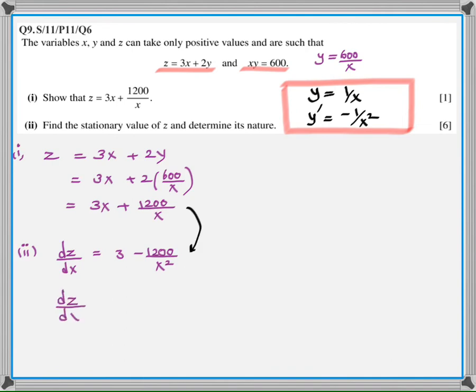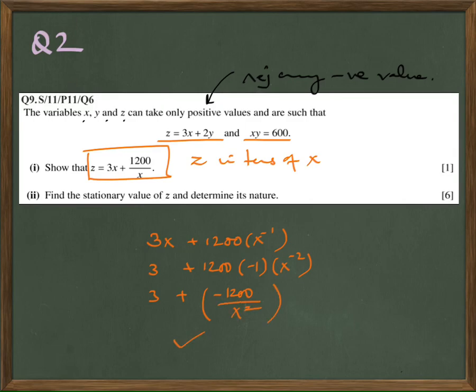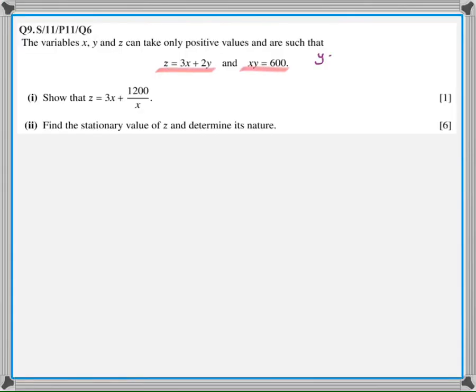1200 is a constant. The derivative of 1 over x is minus 1 over x squared. So that is the concept I have applied. Let me show it to you again. So this thing is 3x plus 1200 x to the power minus 1. If someone wants to do it in steps, they are most welcome. So this is 1200, this is x to the minus 1, which gives minus 2, which is 3 plus minus 1200 over x squared, which of course is the same thing as what's written on the next page.